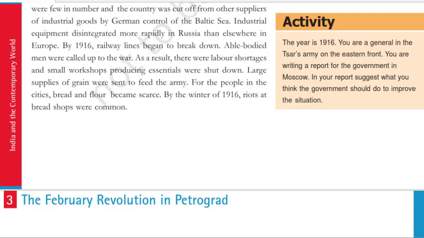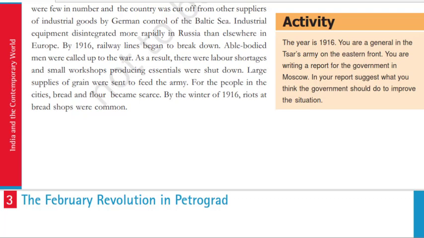Able-bodied men were called up to the war. As a result, there were labor shortages and small workshops producing essentials were shut down. Large supplies of grain were sent to feed the army. For the people in the cities, bread and flour became scarce. By the winter of 1916, riots at bread shops were common.